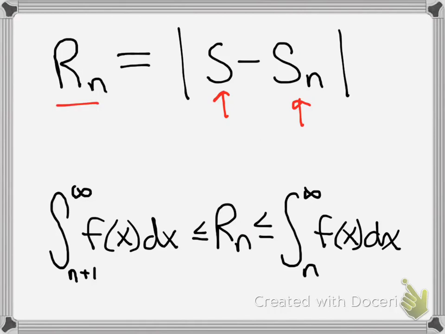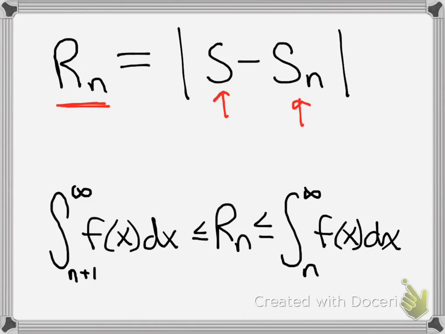The error in the nth partial sum, which is what R sub n represents, is just the absolute value of the difference between S and S sub n. And we use absolute value here because we don't really care about whether the difference is positive or negative. We just want to know how far away that approximation is from the actual value. So this is our error, or our remainder.